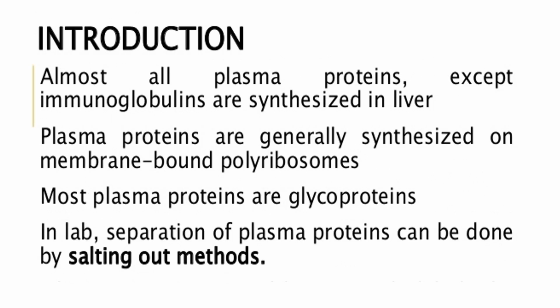Almost all plasma proteins except immunoglobulins are synthesized by the liver, and they are generally synthesized on membrane bound polyribosomes. Now if you recall, the rough endoplasmic reticulum is an organelle which is covered with multiple ribosomes, and ribosomes are the protein synthesizing factories. So this is why we are using the word polyribosomes. So ribosomes attached on the endoplasmic reticulum are the factories for protein synthesis.